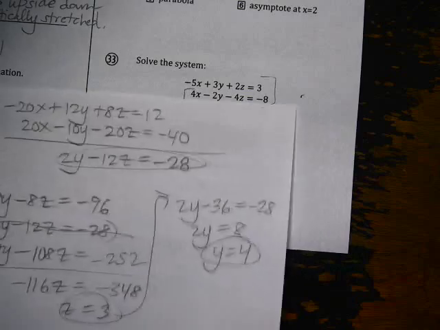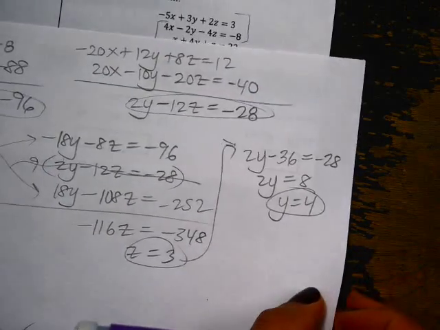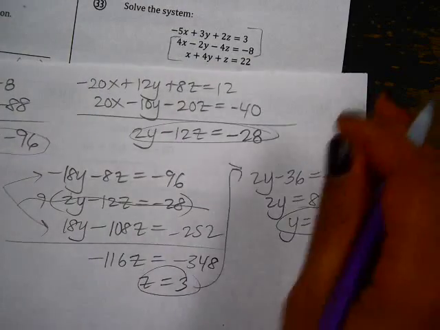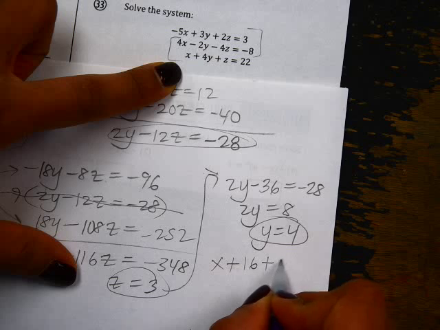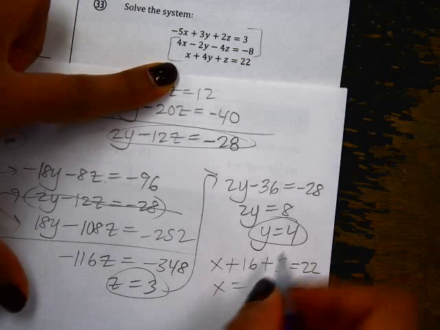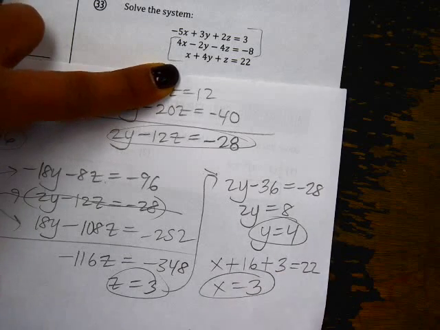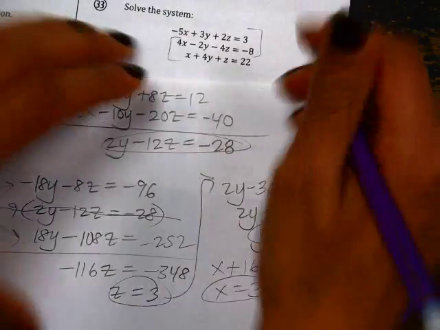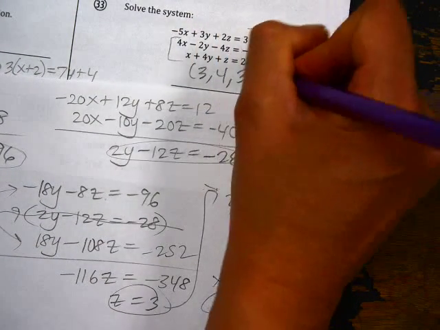Looking at the original problem, you can use any of those equations to solve for the third variable, to solve for x. So I'm just going to use the third one here, x plus 4y plus z equals 22. So 22 minus 19 is 3, and we have our solution x, y, z. X is 3, y is 4, and z is 3.